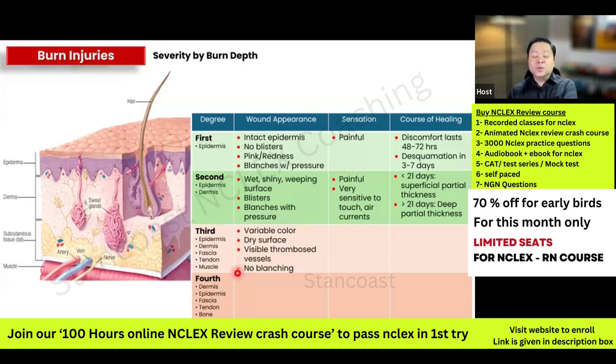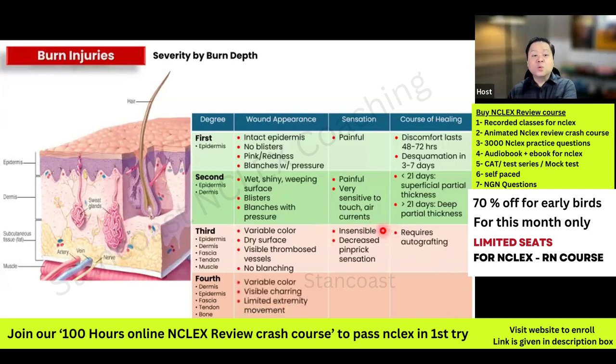Now, since this degree of burn is affecting the layer where the nerve endings are, you will expect that this is going to be insensible, and there is a decreased pinprick sensation, all right? So please expect that. However, when you are expecting healing, it can involve the use of an autograft. So, a surgical procedure, transplant of skin grafts.